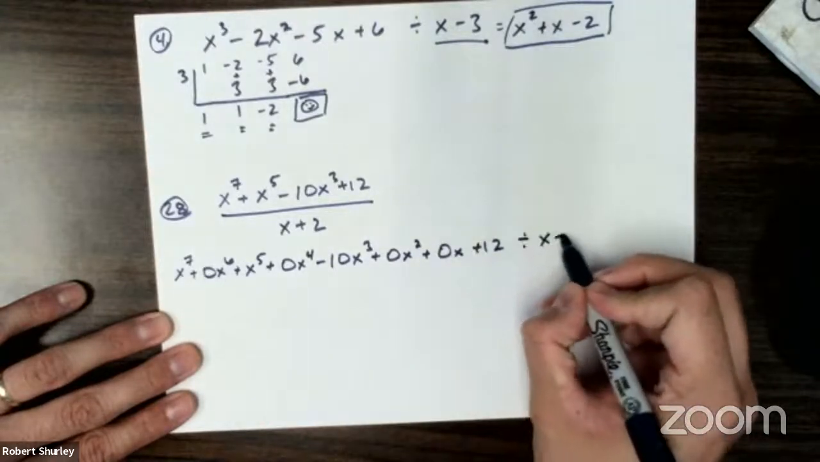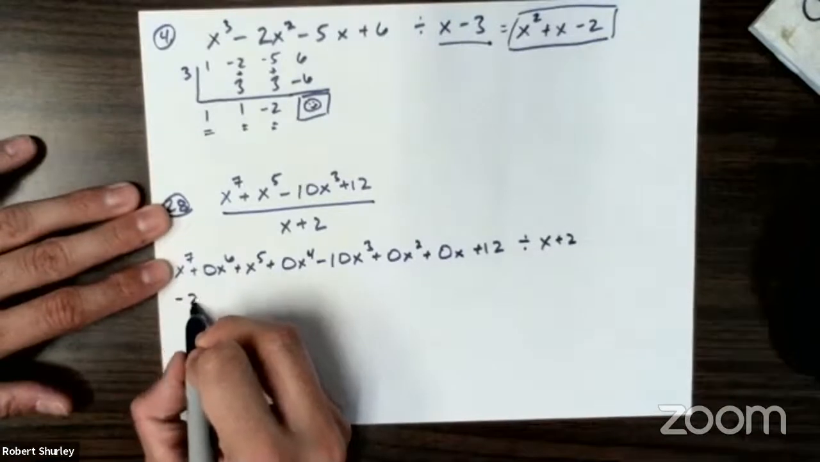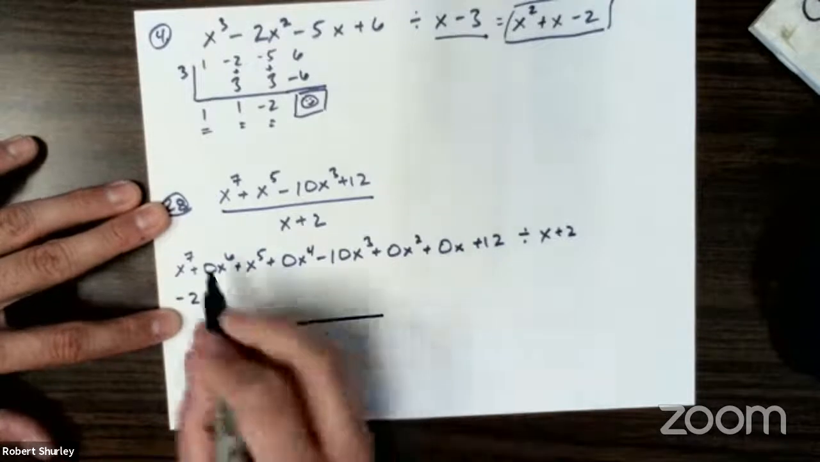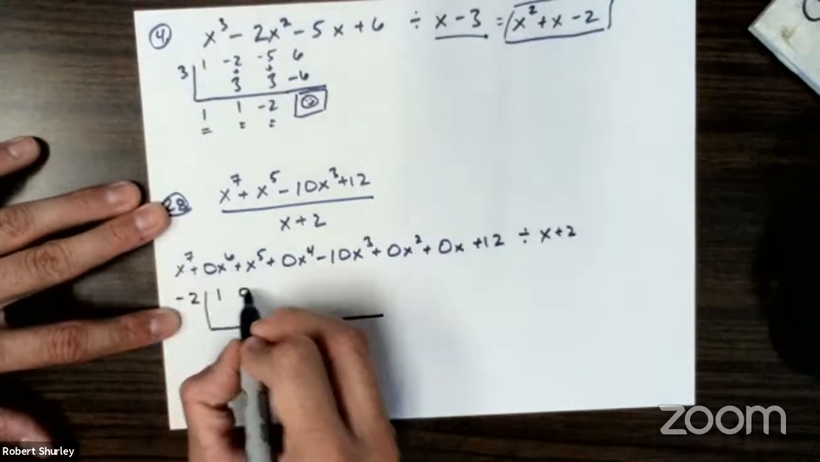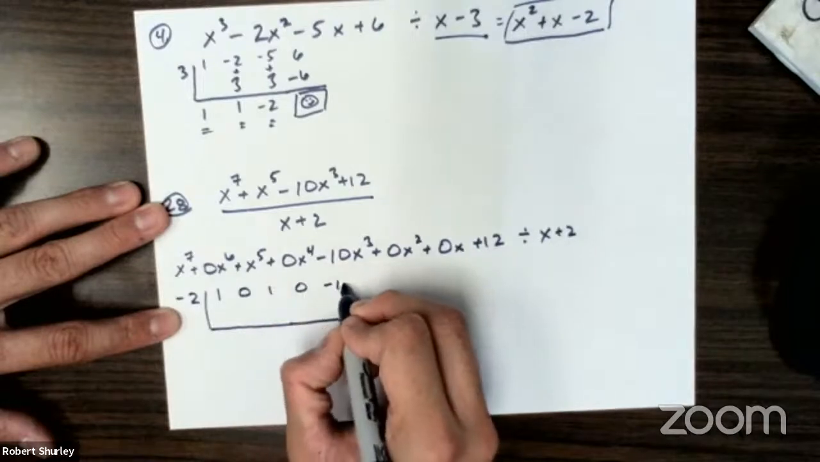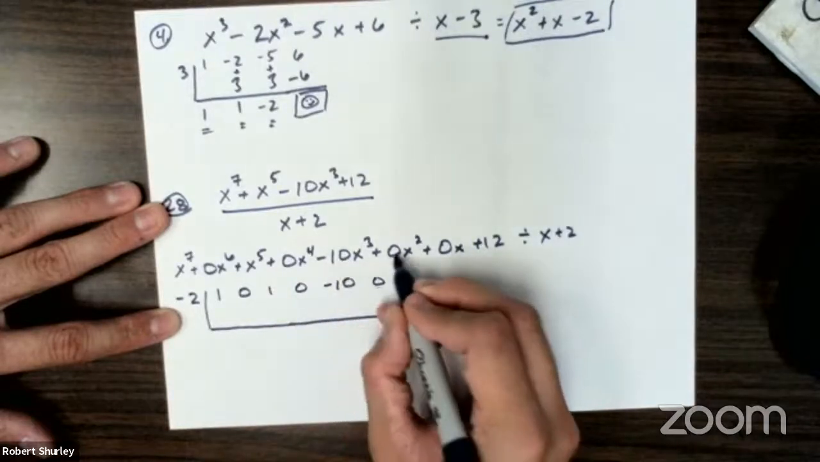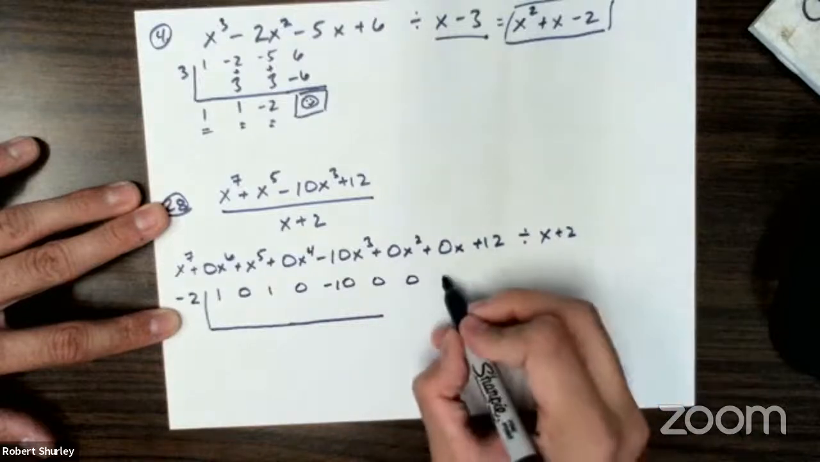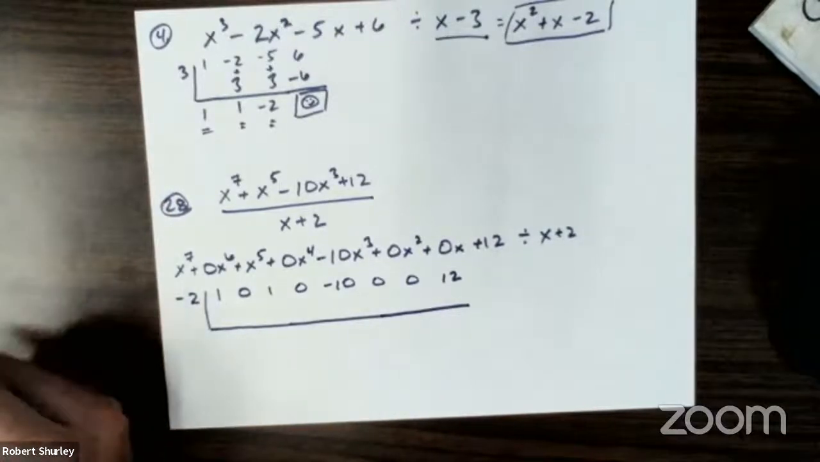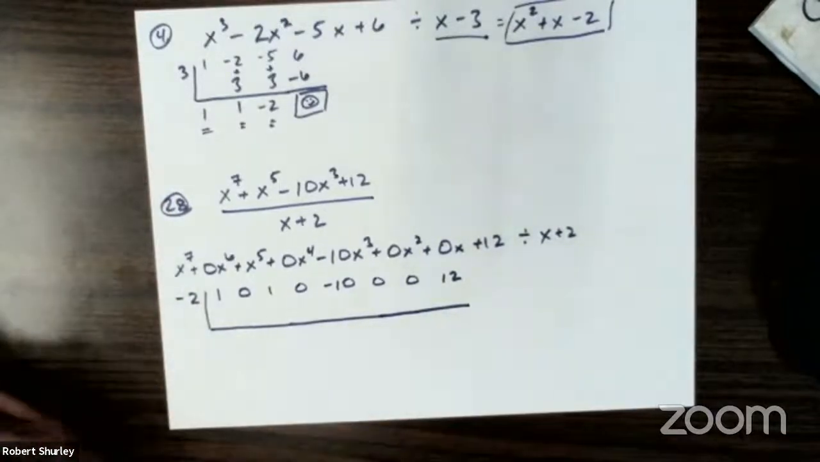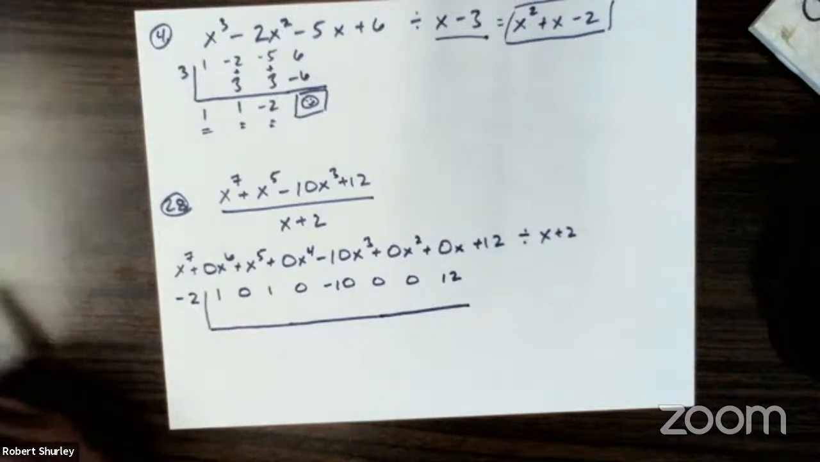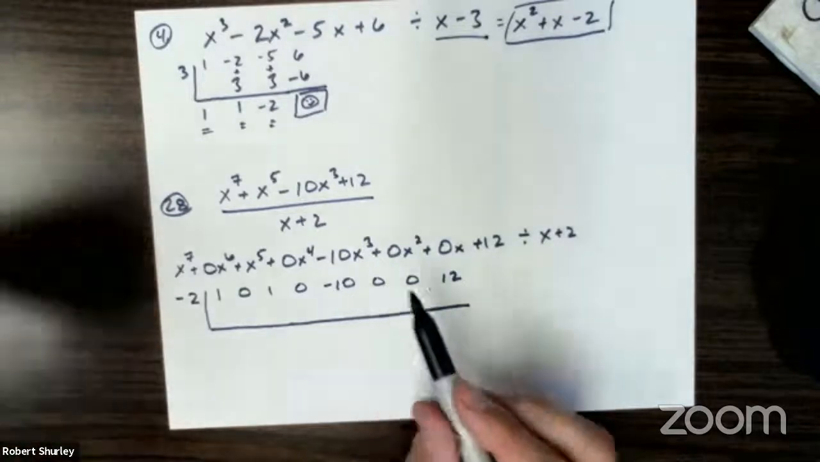Now I'm dividing this by x plus 2. So this would be -2, could be our solution. We don't know, we're really checking it. Holy cow, 1, 0, 1, 0, -10, 0, 0, 12. Okay. And then I'm going to go through, I'm going to be very careful because I know I like to speed through these, and that's not good. I've got to be meticulous as I go through it.